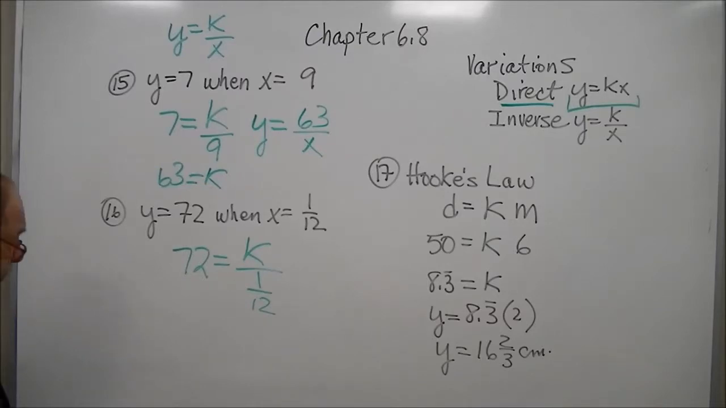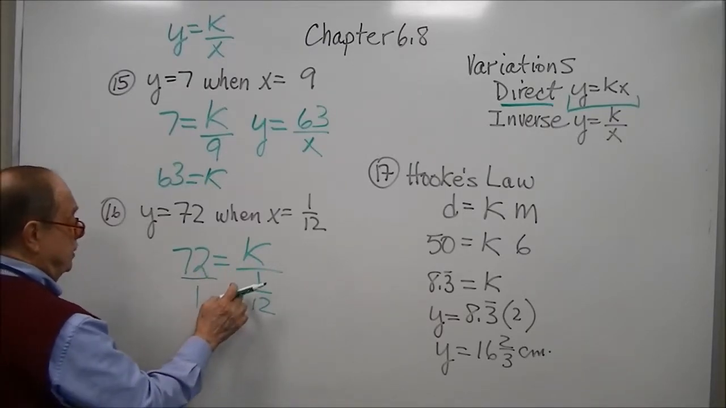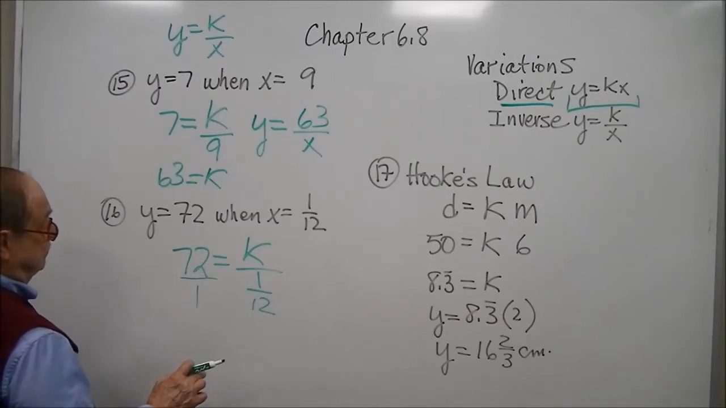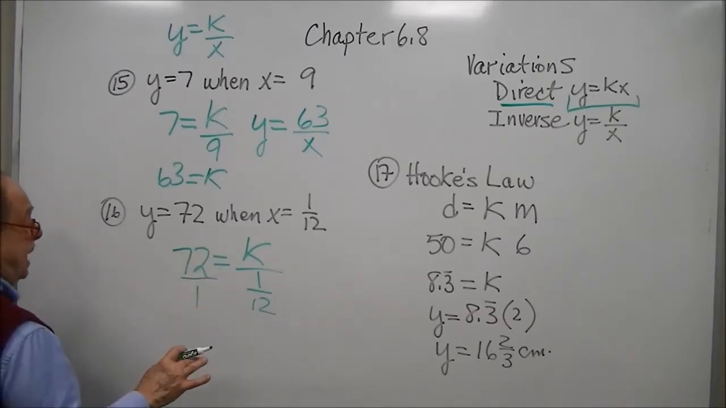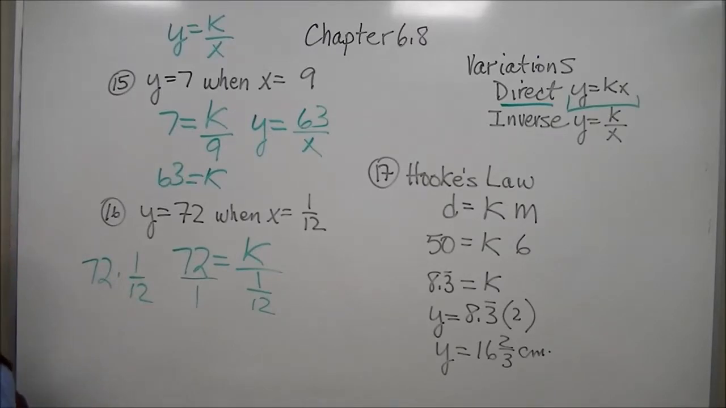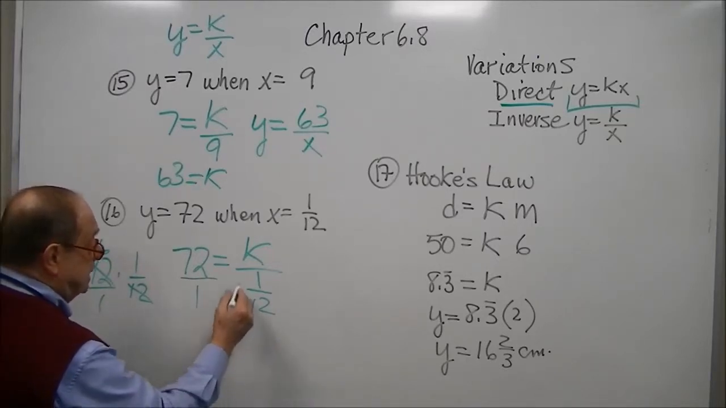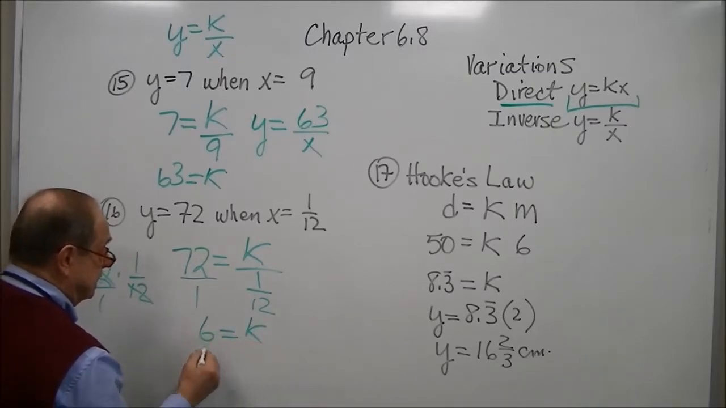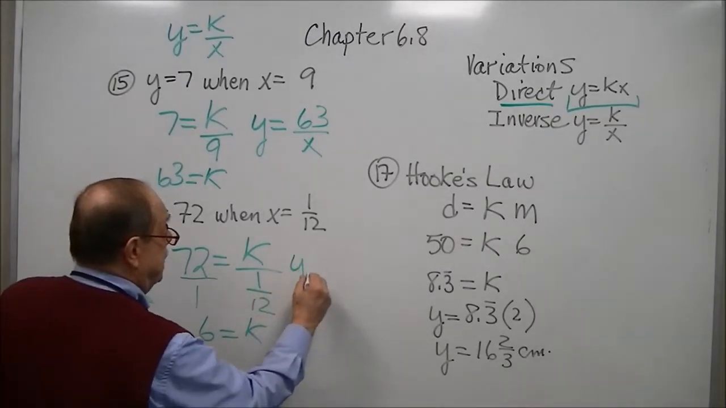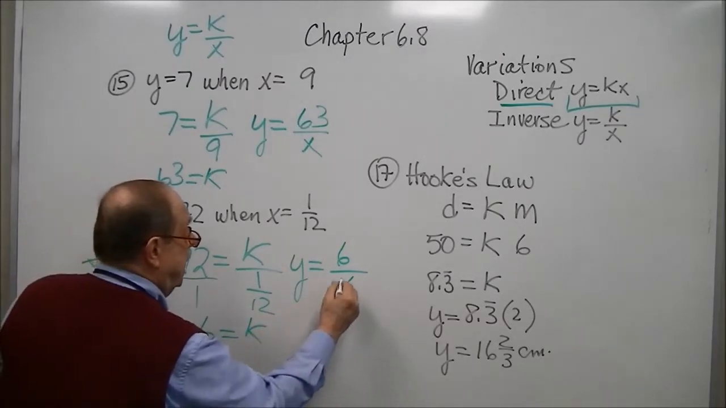So what you're doing is you're multiplying, in a sense, you can kind of cross multiply here. Well, let's take a step back. We're going to multiply 72 times 1/12. There we go. So actually 12 is going to go into there 6 times. So we find then that k is 6. So our formula of inverse variation here will be y equals, we know that k is now 6, over x.